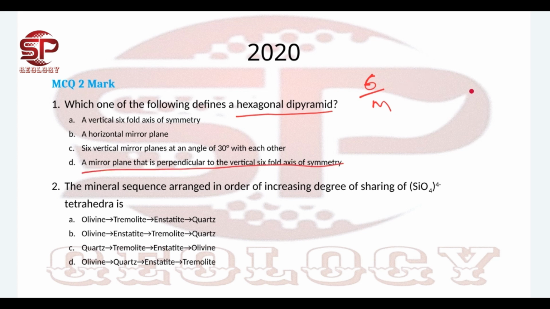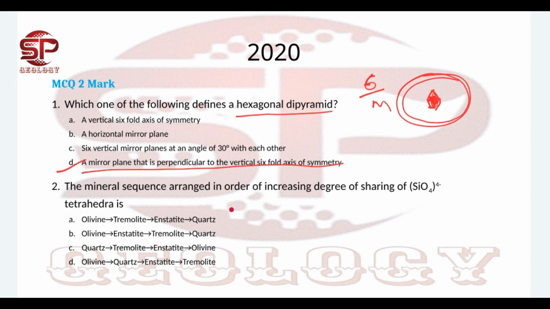So you can see this will be the diagram. 6 by m. The c axis is the six-fold axis, and this is the mirror plane that is perpendicular to the c axis. So the six-fold axis is perpendicular to the mirror plane. The answer will be D.